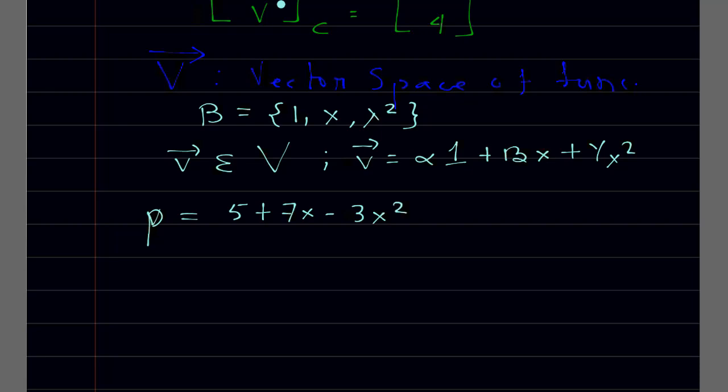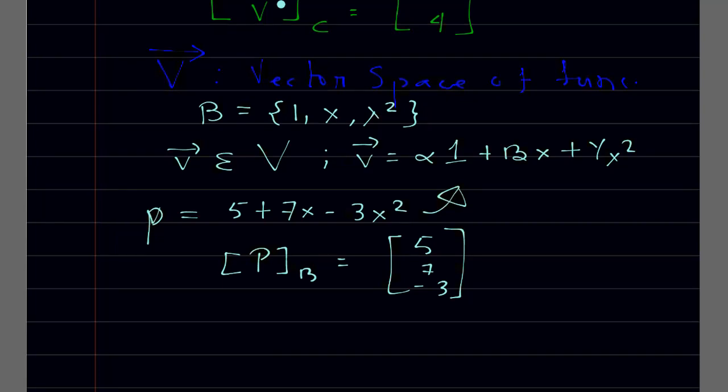Then can you tell me in the above basis B, what are the coordinates? It's very simple. The coordinates are 5, 7, minus 3. Okay, because it is written in the form of basis. You can find alpha, beta, and gamma. But I said bases are not unique.